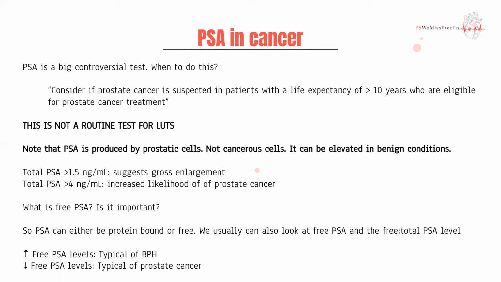Note that PSA is produced by all prostatic cells, not just the cancerous ones, and therefore an elevation may be benign. An elevation above 4 nanograms per ml is linked with an increased likelihood of cancer. A free PSA is also relevant, and the ratio of free PSA to total PSA can be considered sometimes. A lower free PSA level is often associated with prostate cancer.